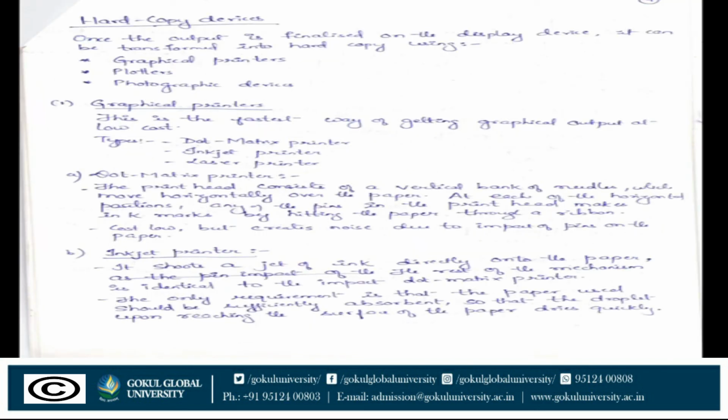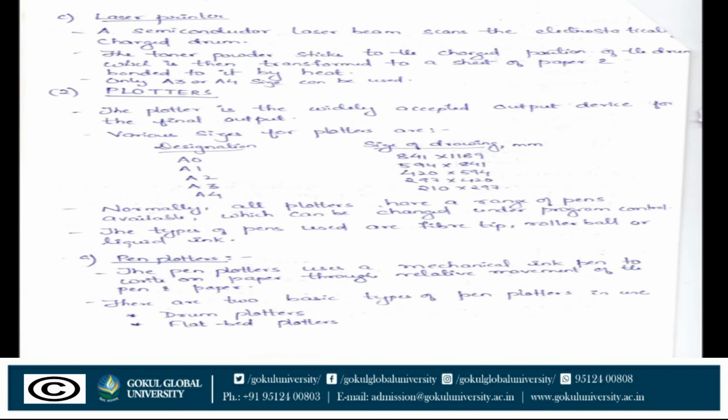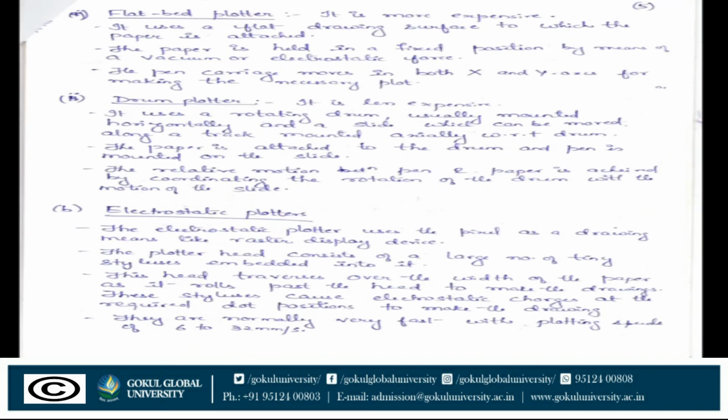Hard copy devices include the graphic printer, plotter, and photographic device. Laser printer, plotter. For the plotter, the page sizes are: A0 is 841 by 1189 mm. A1 size is 594 by 841 mm. A2 size is 420 by 594 mm. A3 size is 297 by 420 mm, and A4 size is 210 by 297 mm. As well as plain plotters, flatbed plotters, drum plotters and electrostatic plotters will also be used.